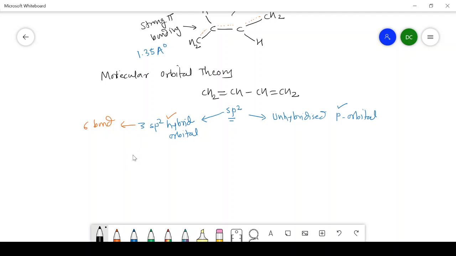Now let's see the pi bond formation in 1,3-butadiene. For this purpose, I have to write once again CH2, CH, then CH2. It is a sigma bond formation. Then we know that unhybridized p orbitals are present on each carbon, and those unhybridized p orbitals are parallel to one another. It means that on the successive carbons they remain parallel to each other but perpendicular to the plane. So I will write unhybridized p orbital on this carbon like this.